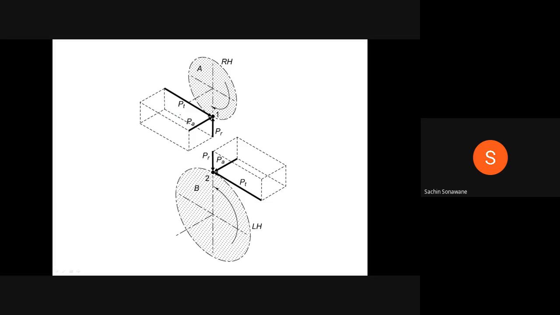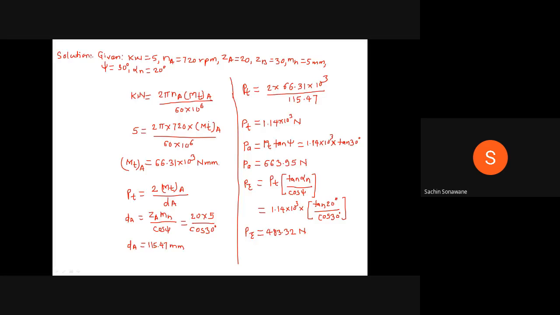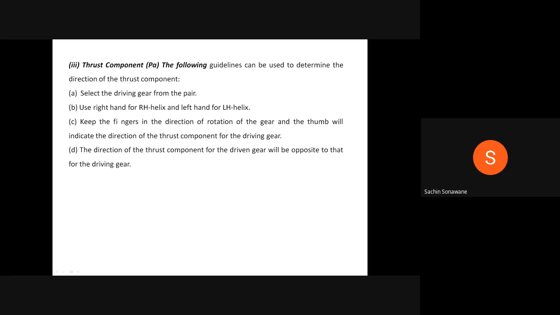Now, how to show thrust force PA? Let me read how to show thrust force PA. Select the driving gear from the pair. Use right hand for RH helix and left hand for LH helix. Keep the fingers in the direction of rotation of the gear, and the thumb will indicate the direction of the thrust component of the driving gear.